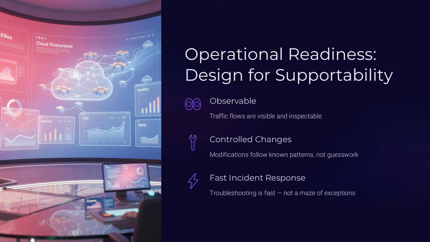With governance established, you now ensure the network architecture can be operated at scale. Supportability means the network is observable, changes are controlled, and incident response has clarity about where traffic flows and where it can be inspected. You design the network so that troubleshooting is fast, not a guessing game. Leaders care because outages and incidents are measured in business impact. Architects care because a network that is hard to operate becomes a constant source of friction and risk acceptance.